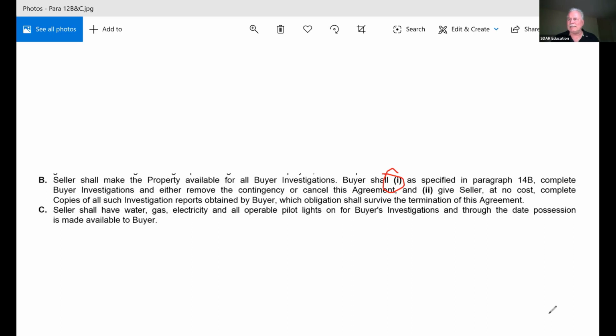That's not what this says. This says complete the investigations and either remove it or cancel. So the buyer could cancel, go for it, but now they're going to start doing requests for repairs. Listen, our seller is going to hit you with a notice to perform because you know what? You're not doing your job.